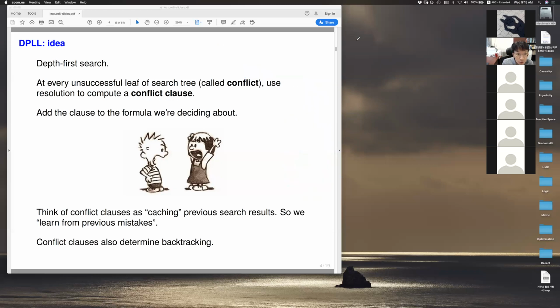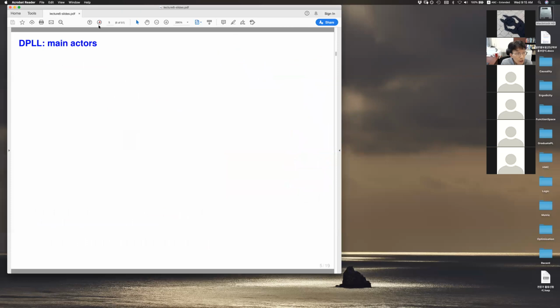Okay, so let's go to the next. Before presenting the DPLL algorithm, let me give you three main actors. You can think of this DPLL algorithm as a movie. There are three key components, three main actors that appear in the movie.